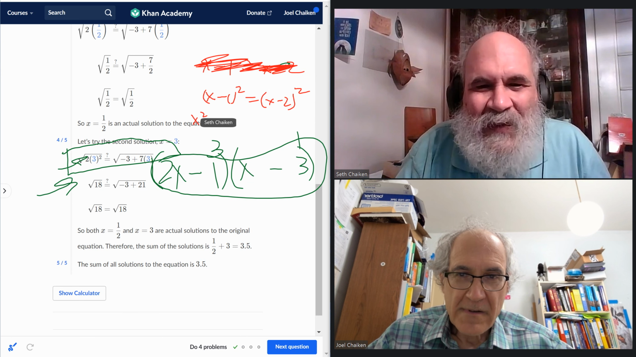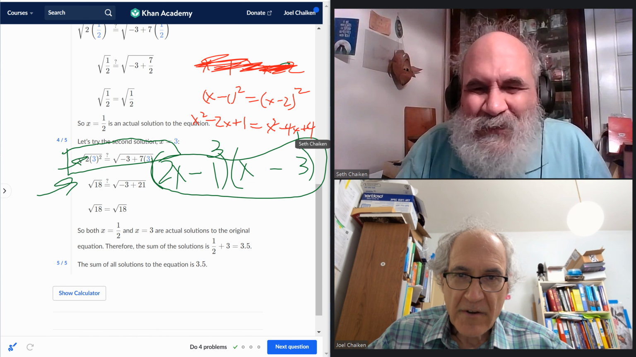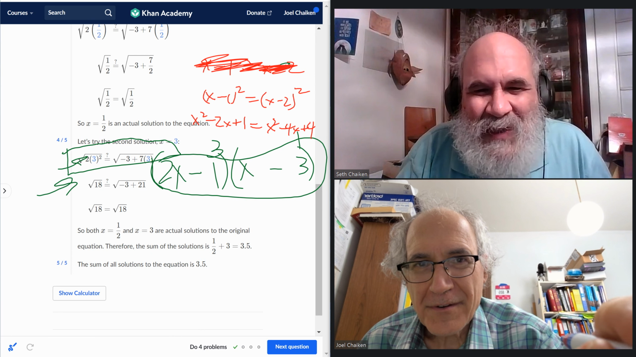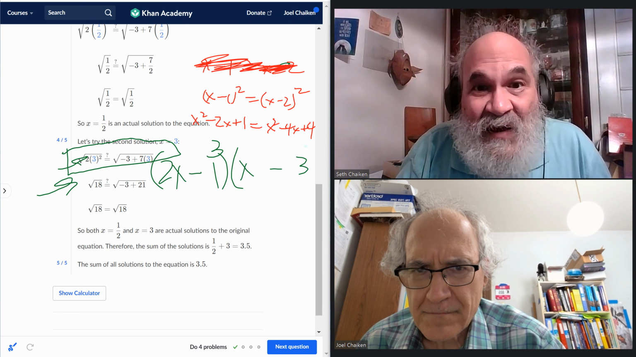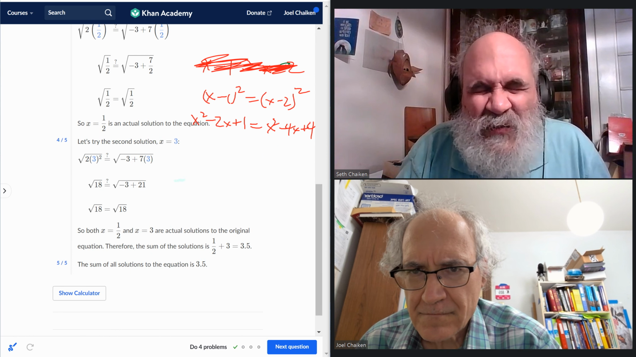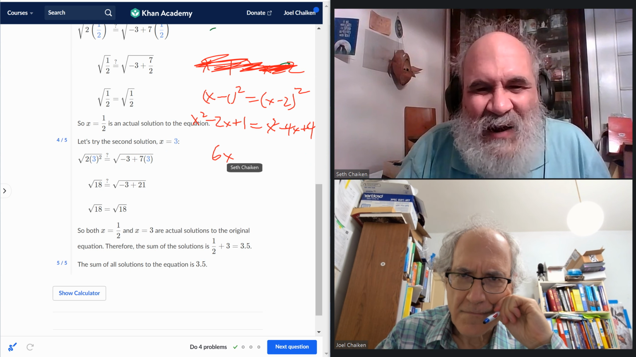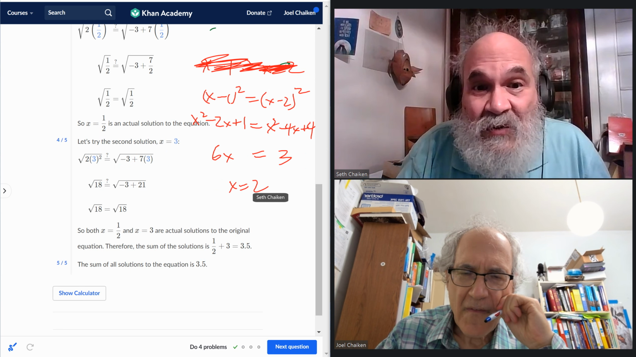x squared minus 2x plus 1 equals x squared minus 4x plus 4. Did I make a mistake? Not yet. Now I'm going to simplify it. Subtract x squared from both sides, bring the minus 4x to the left, so I get 6x, and bring the 1 to the right, equals 3. And I solve it: x equals 2.